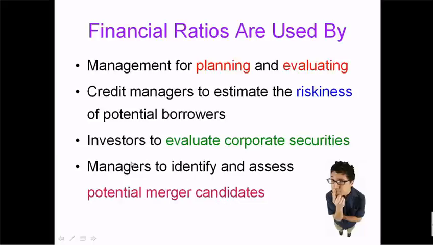So if any firm wishes to merge with another firm, before they choose which firm they want to merge with, they will first have to assess the performance of those potential merger candidates. So basically financial ratios are used for you to assess or evaluate how well a company is actually doing.